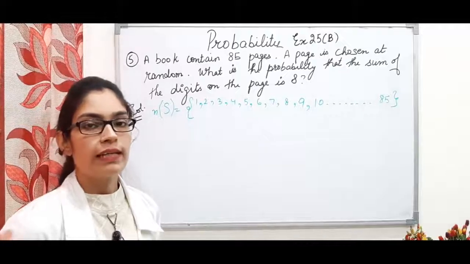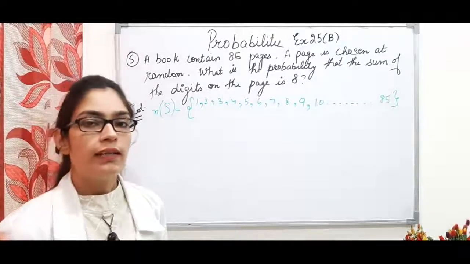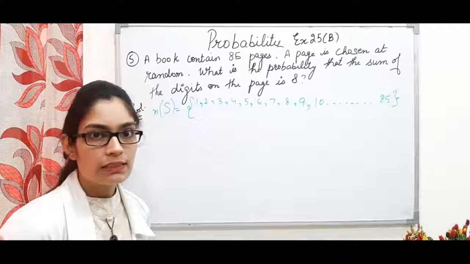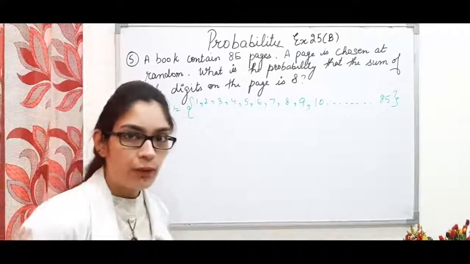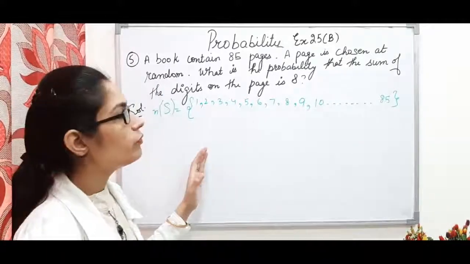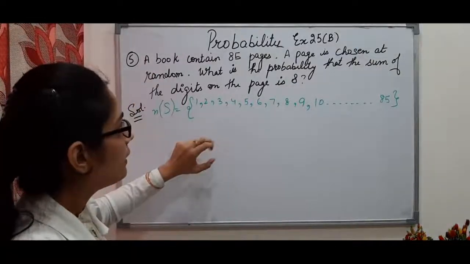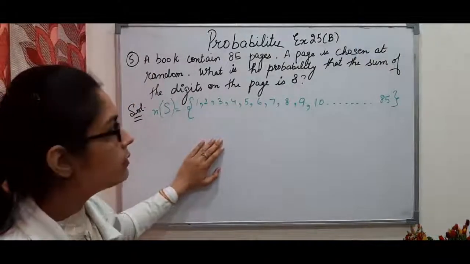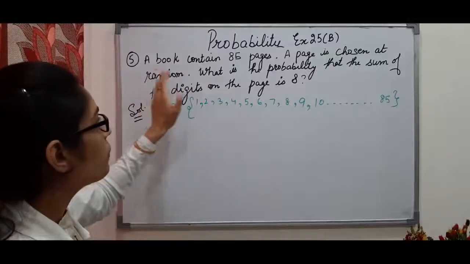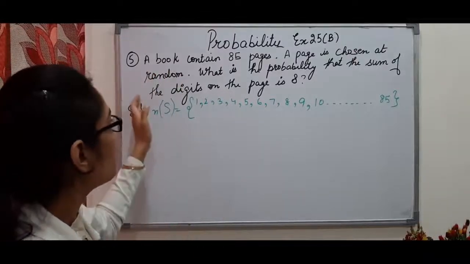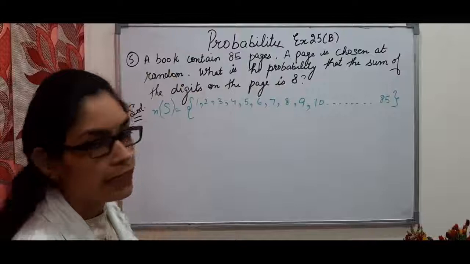The questions second, third and fourth are similar to your question number first, so you have to try them yourself. Now let's do the fifth question. In the fifth question, it's given a book contains 85 pages. A page is chosen at random. What is the probability that the sum of the digits on the page is 8?